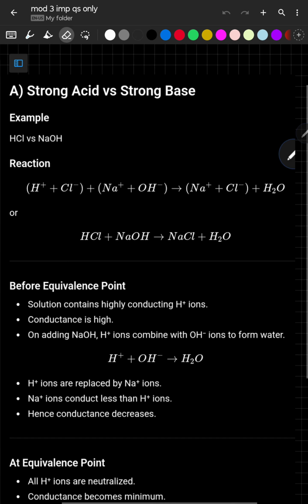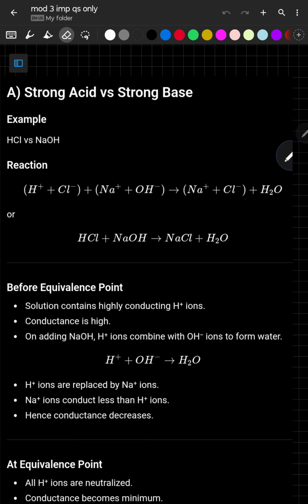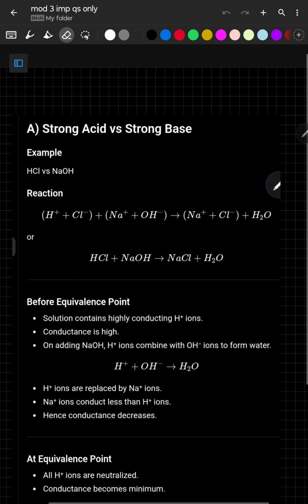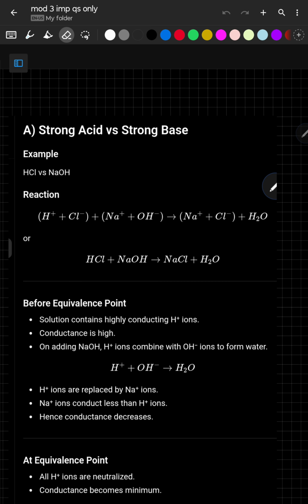There are 4 cases: strong acid versus strong base; weak acid versus weak base; strong acid versus weak base; weak acid versus strong base. Each one will be covered very slowly. Sometimes you might get confused, but don't take too much out of it. Strong acid versus strong base is easy, but since it's the first time, it'll take time.